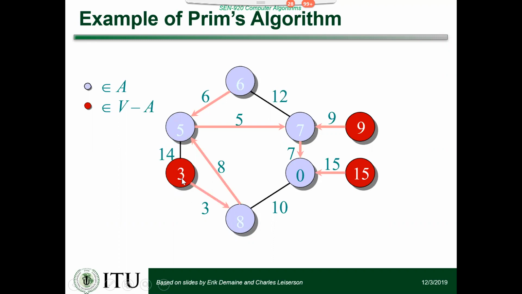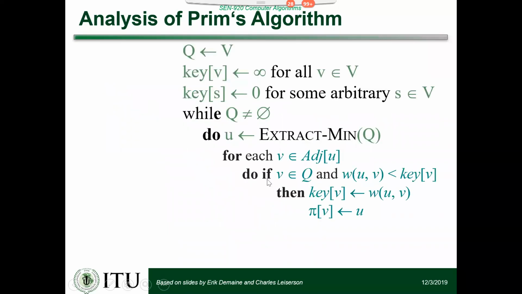Next, extract min will choose this, and no new cross edges. And next one you would choose 9, no new cross edges, and next one you choose 15. So you see all the pink edges are the edges of the final minimum spanning tree. That's how the entire algorithm works.